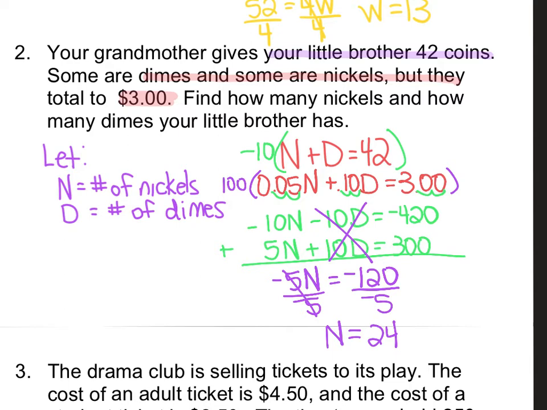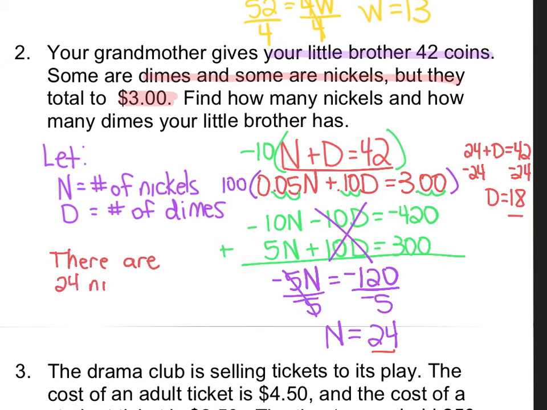So I'm going to use this first original equation up here, n plus d equals 42, and I know that I have 24 nickels and that I have a total of 42 coins. So if I solve for this, I can see that I should have 18 dimes. So I can double check. This 24 plus 18, does that give me my 42 coins? And it does. So I would write my sentence. There are 24 nickels and 18 dimes.